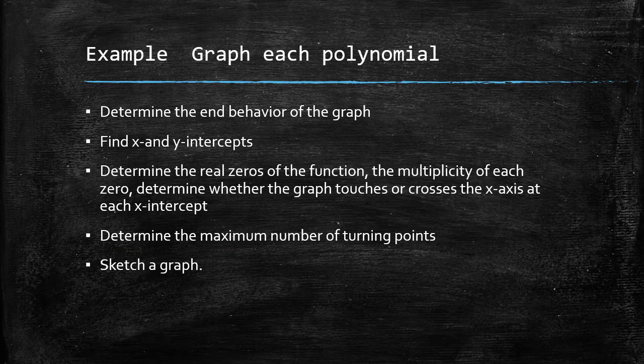Okay, so what we're going to do with each graph is determine the end behavior of the function, find the x and y intercepts, determine the real zeros of the function and the multiplicity of each zero, and also whether the graph touches or crosses the x-axis at the corresponding x-intercept. We will determine the maximum number of turning points and also sketch the graph.